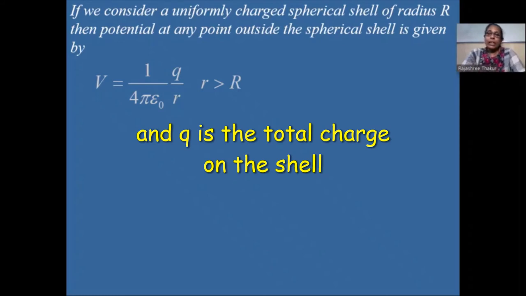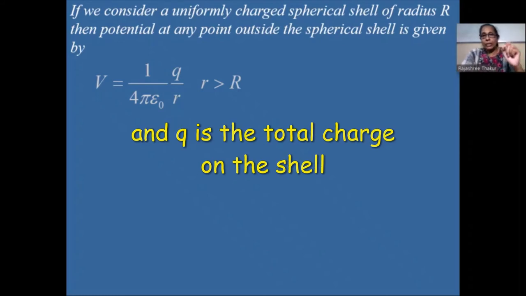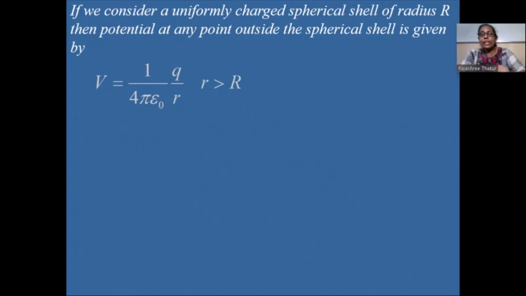Now, if we consider the point to be on the surface of the spherical shell, then what will be the potential on the surface of that charged spherical shell? It will be equal to 1 upon 4 pi epsilon 0 Q upon R, capital R, which is the radius of the spherical shell. Right?